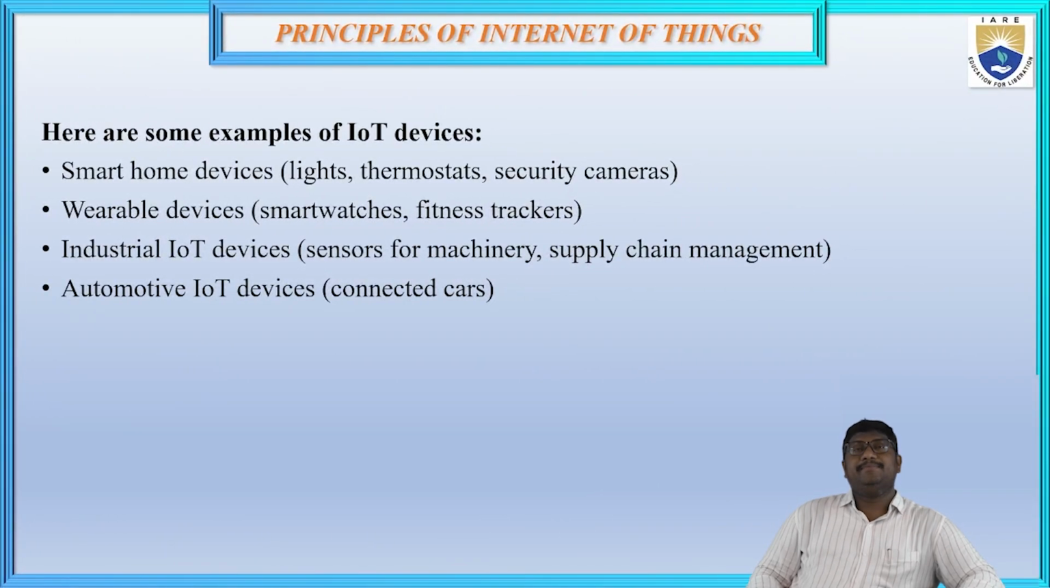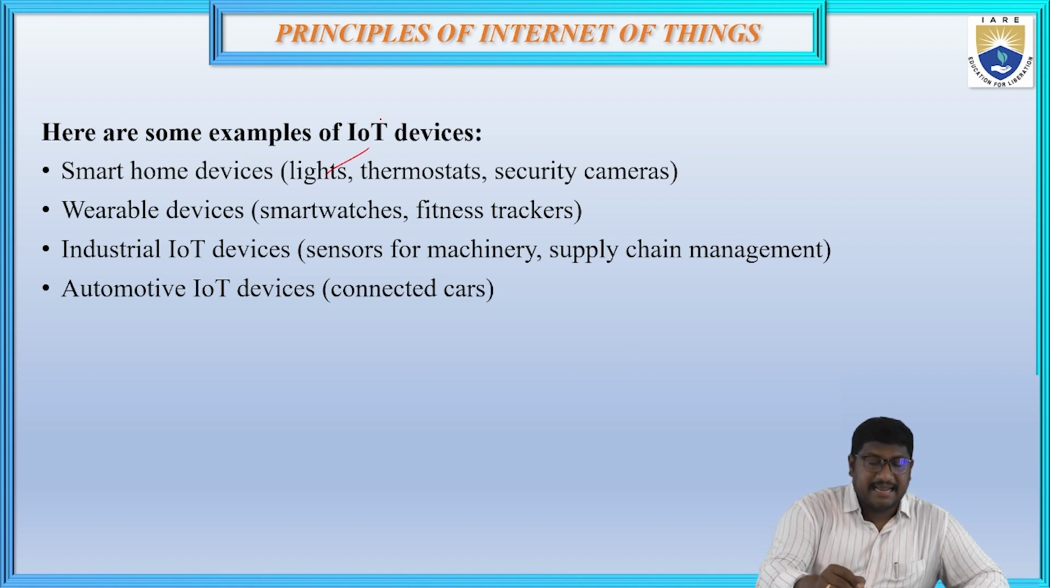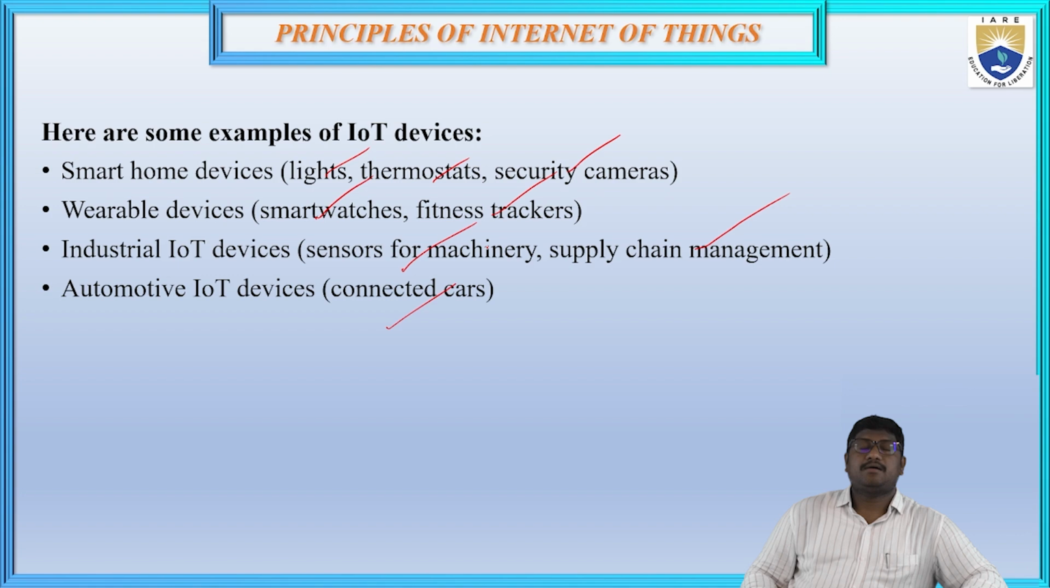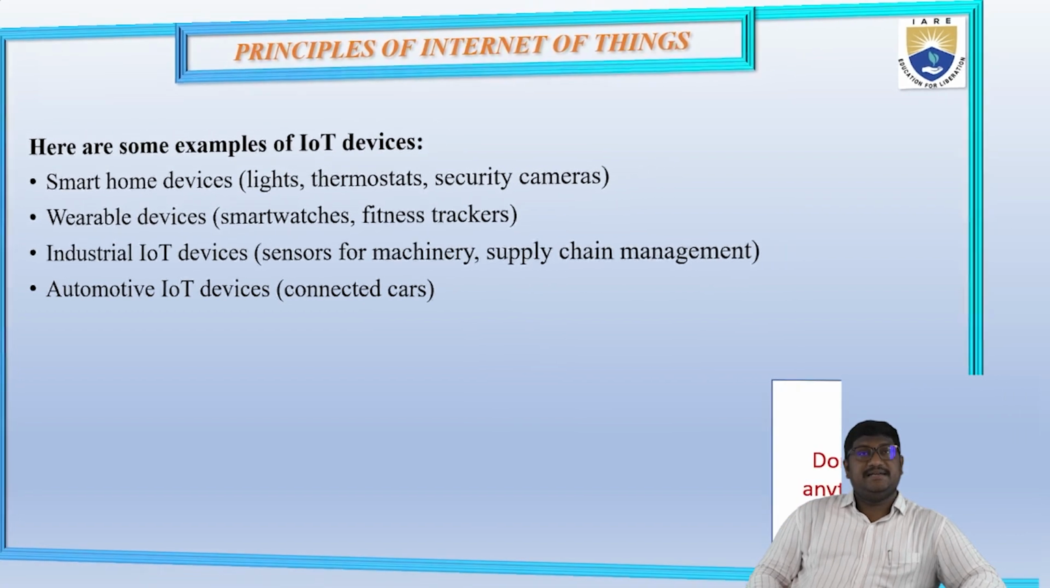And also there are some examples which I specified for your better understanding for each one individually. Smart home devices such as lights, thermostats, security cameras. Coming to wearable devices, smartwatches, fitness trackers. Industrial IoT devices, sensors for machinery, supply chain management. Automotive IoT devices, connected cars. These are the best examples for those particular IoT devices.